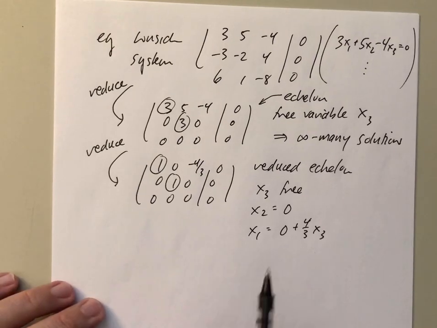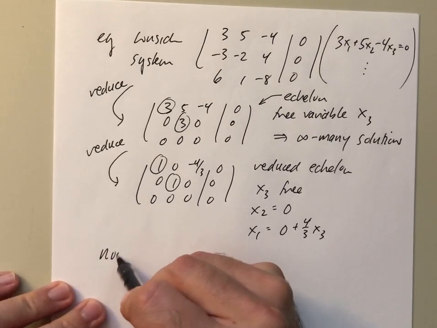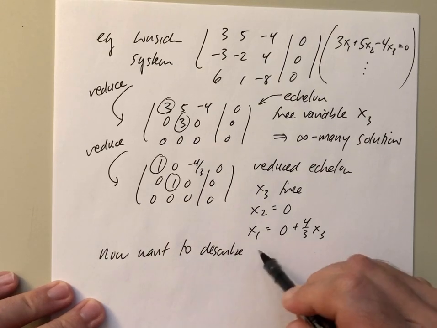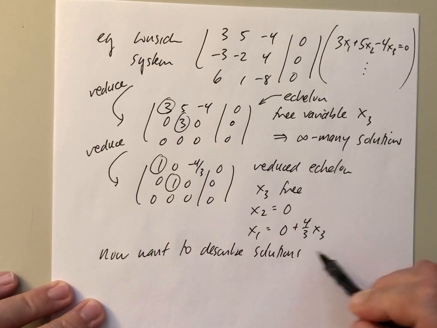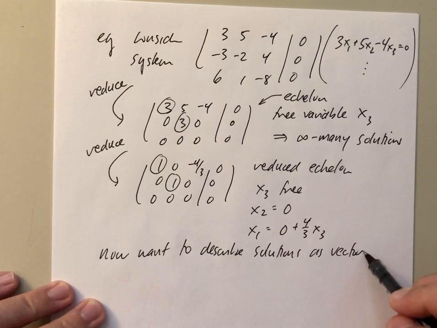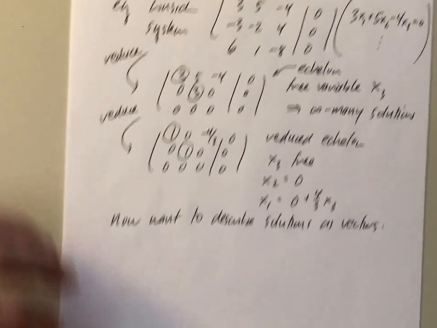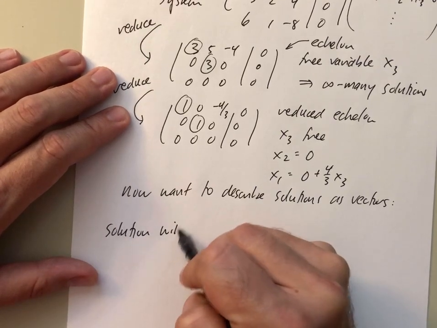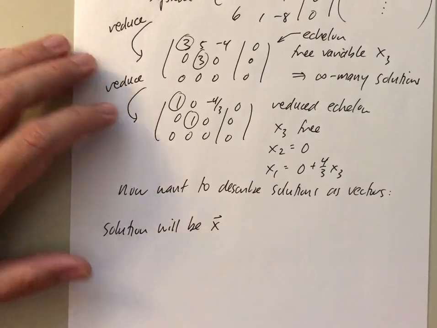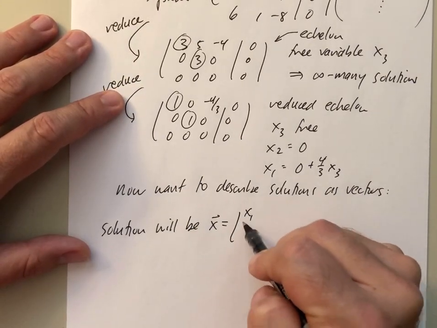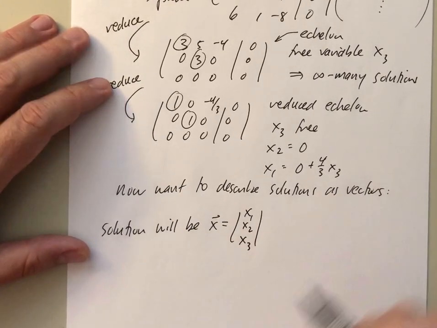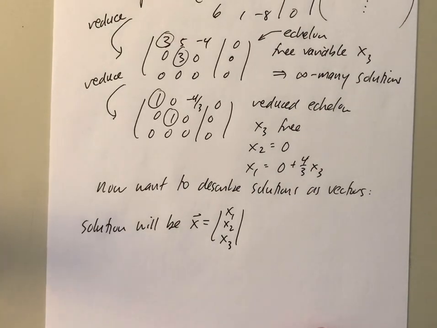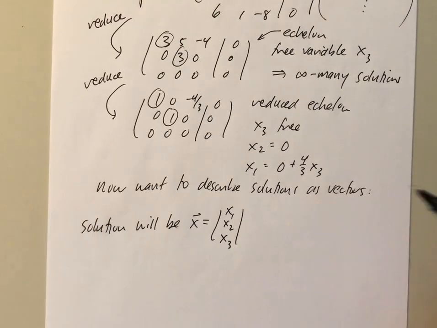Here's the new idea. We want to describe the solutions as vectors. What do I mean by that? We know a solution for this will be of the form x, where I have 3 variables. So I'm putting those 3 variables into a vector. I know there are 3 variables here, so a solution will consist of 3 numbers. I put them in a vector.